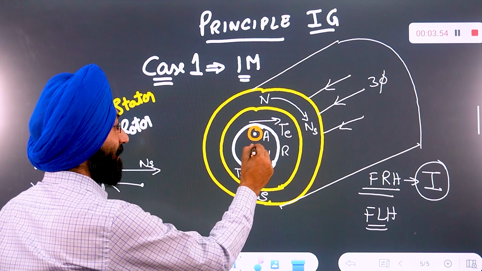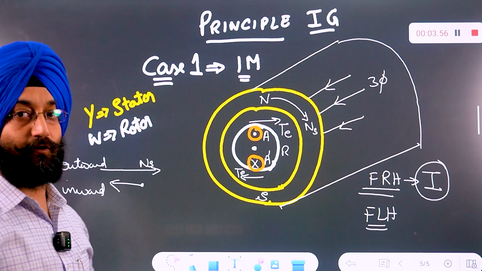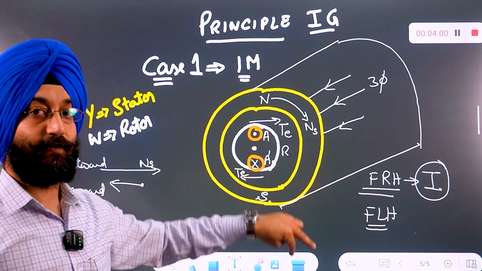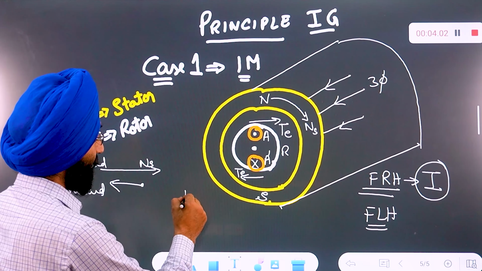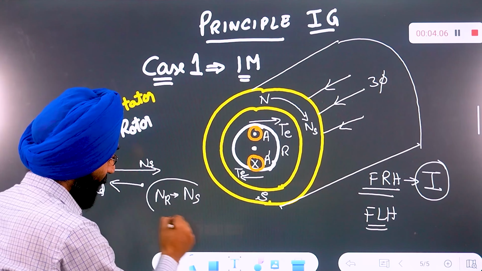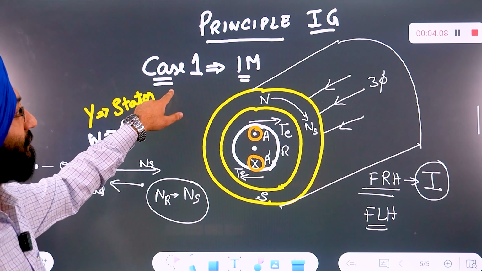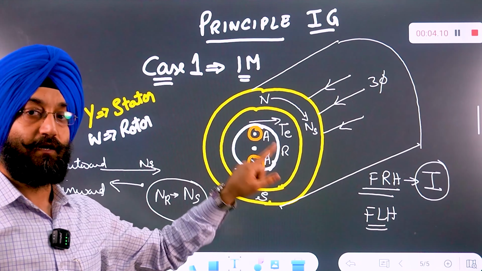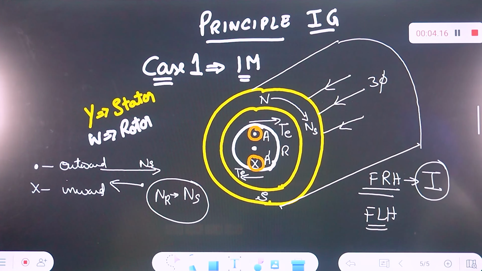Now its axis is fixed. It is on a shaft. The rotor will rotate in the clockwise direction, which is the same direction as that of NS. So NR will always follow NS. This is case one, the principle of the induction motor. I hope this will be clear. You can take a screenshot of this.